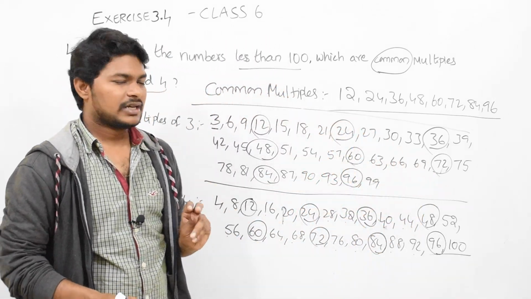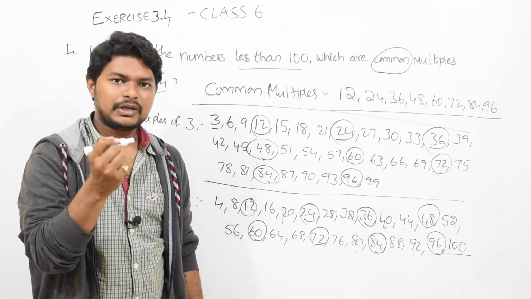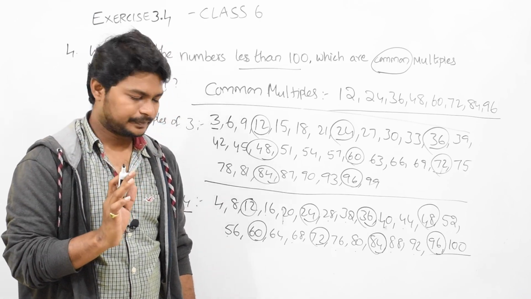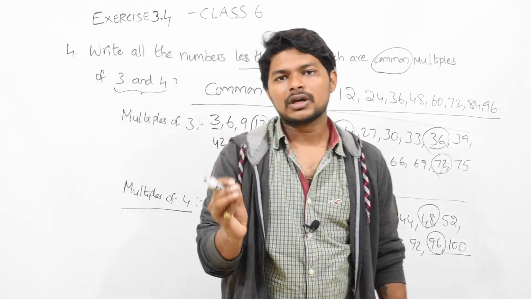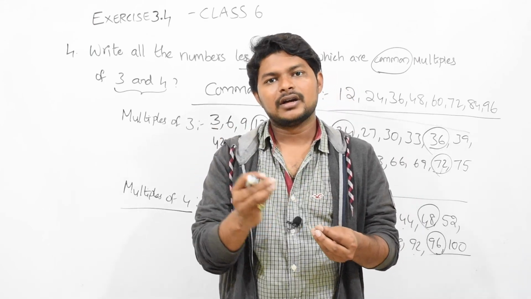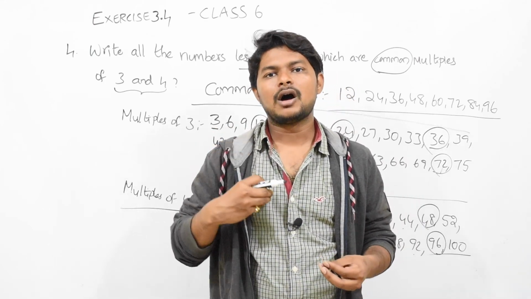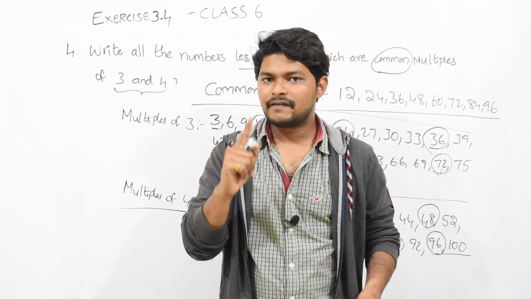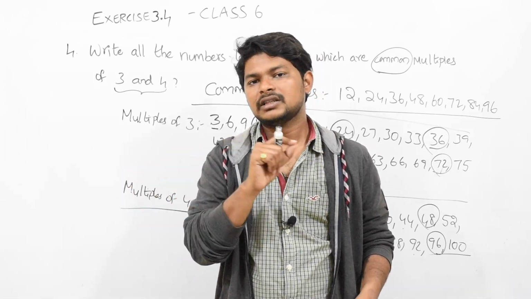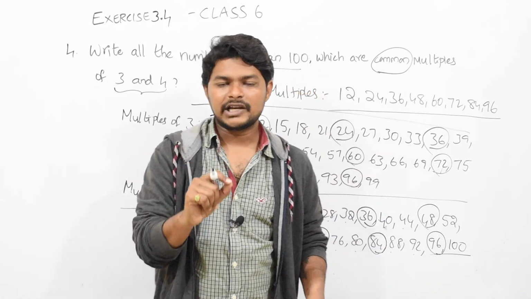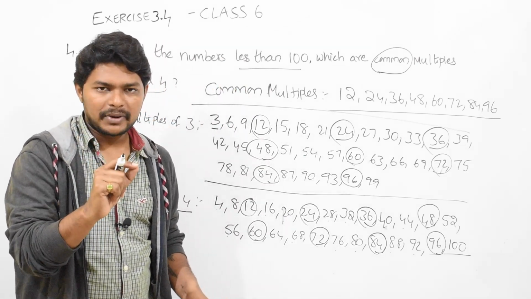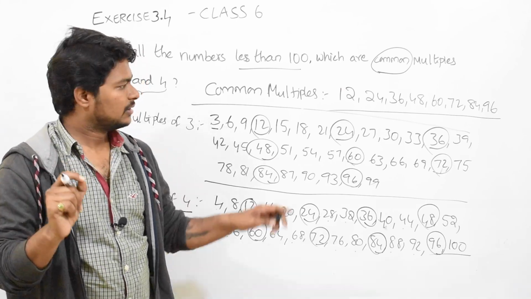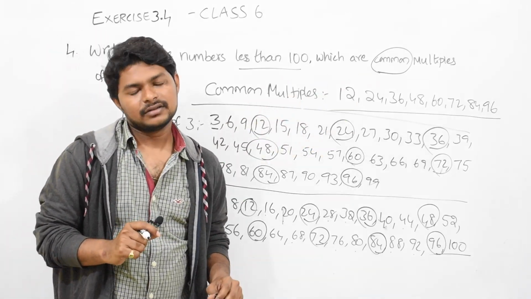By this way we need to write. In the exam, if you write step by step clearly, then the teacher will give you good marks. However much you know the concept, that is important, but much more important is how you are presenting your concept on the paper. You need to write step by step. Finally you have to write the conclusion. This conclusion is also very important. Finally we have to write, the common multiples of 3 and 4 less than 100 are, that you need to write. Okay, thank you.